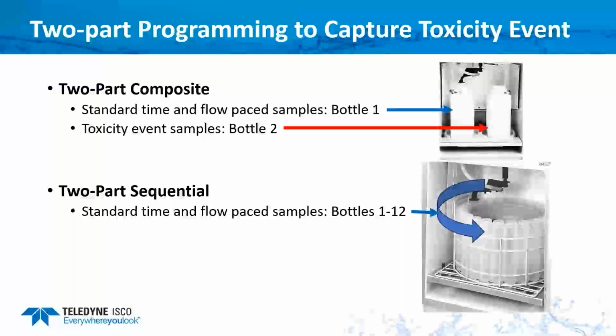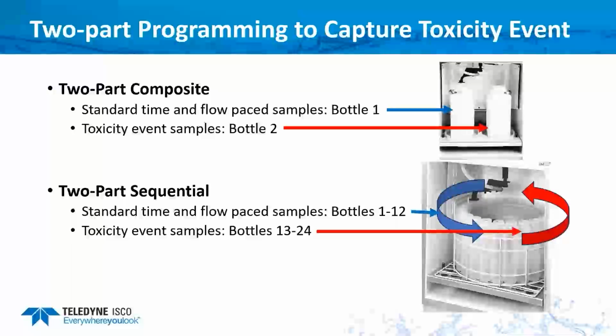And we can do the same thing with different bottle configurations, such as a 24 bottle. We can have the first 12 bottles defined for, again, our normal time or flow pace sampling program, and then have the second set of 12 bottles, bottles 13 through 24, partitioned off and only become active for sampling in the event that we have a condition that goes outside of our defined normal parameters.